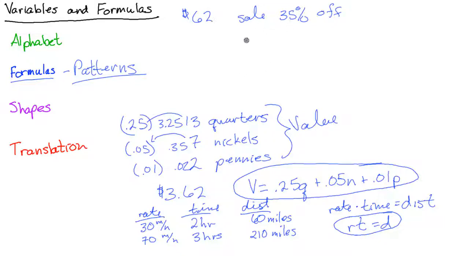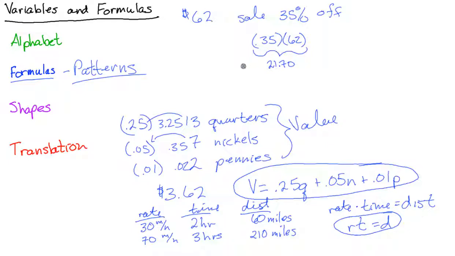We know what percents do. If you take 0.35 and you times it by 62, that will tell you how much money you saved. 0.35 times 62, what is that? $21.70. Now notice it was 35% of this original price that came off.